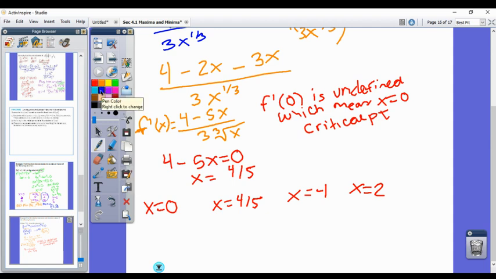Okay, so when x equals 0, when I plug that into my original function, I'm going to get 0. When I plug in 4/5 to my original function, I'm going to get about 1.03. When I plug in -1, I'm going to get 3. And when I plug in 2, I'm going to get 0. So what this is telling us is we have an absolute max and 2 absolute mins.